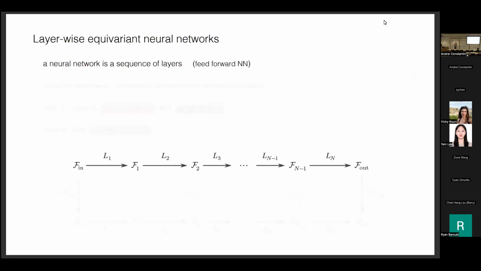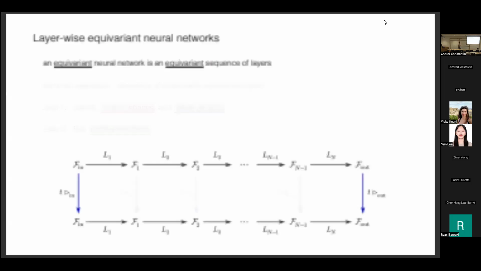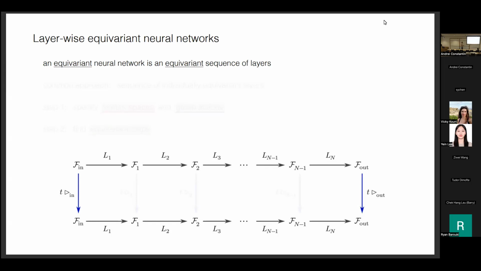All right, so how do we apply that to neural networks? First, I define a feed-forward network basically as a sequence of layers. So we have an input feature space f in, and we want to map to an output feature space f out. And then we have a sequence of layers and a succession of hidden feature spaces. So that is a feed-forward neural network. And then, of course, an equivariant network just has an input group action and a group action on the output space. And the network as a whole should commute with these group actions.